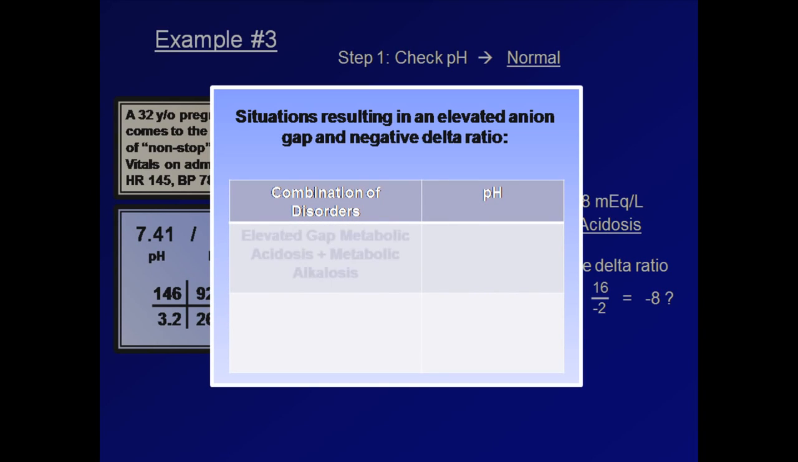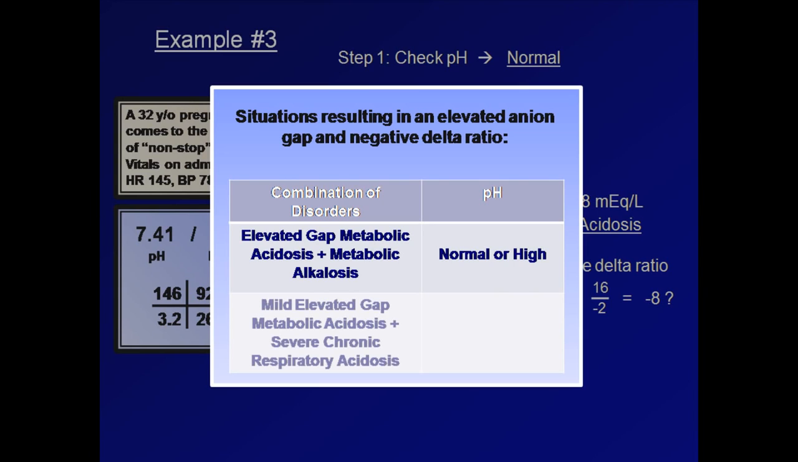First, the combination of an elevated gap acidosis and a metabolic alkalosis can do this. In this circumstance, the pH will either be normal or high. Second, the combination of an elevated gap metabolic acidosis and a chronic respiratory acidosis, in which case the pH will be low and is in fact usually very low.